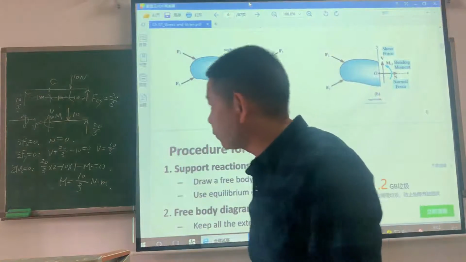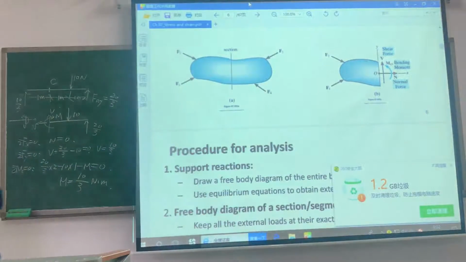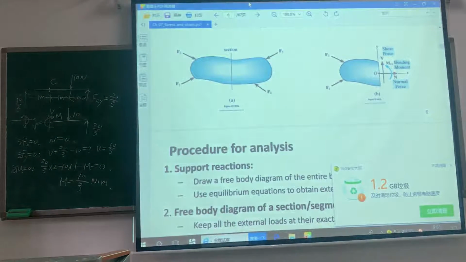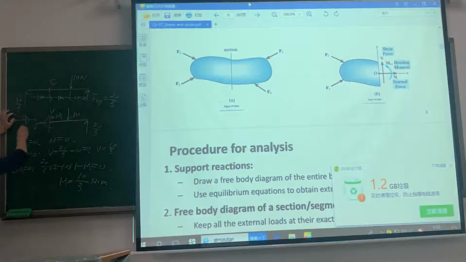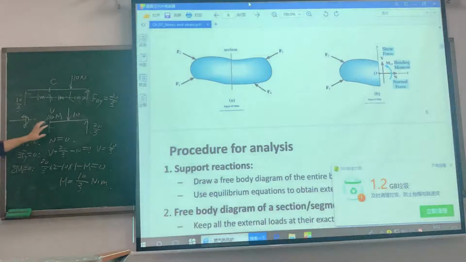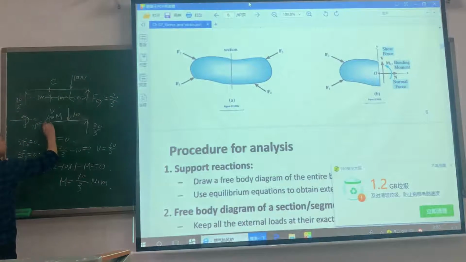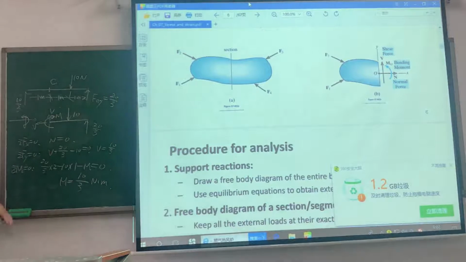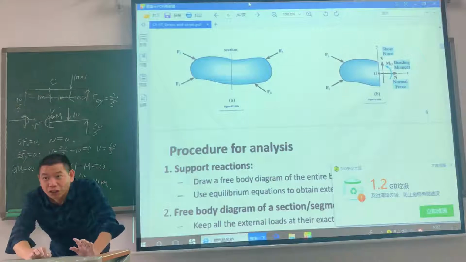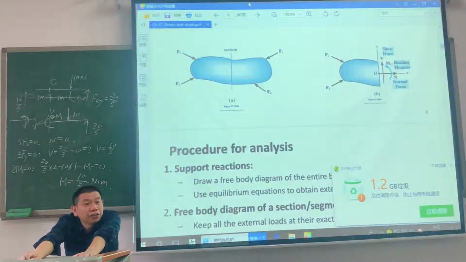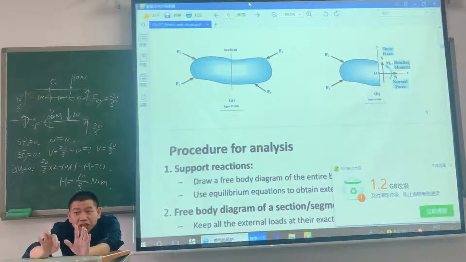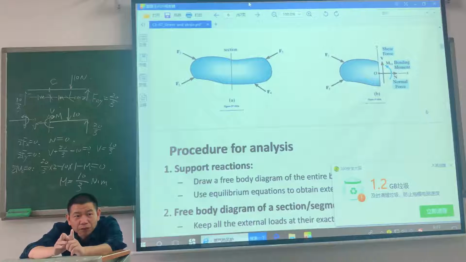Now, there comes a trouble. From the left part, we get the moment like this. From the right part, we get the moment like this. The directions are opposite. Yes or no? Because they are the same surface moment.